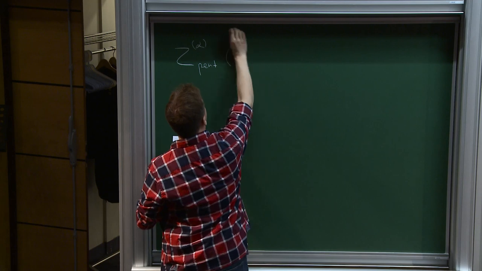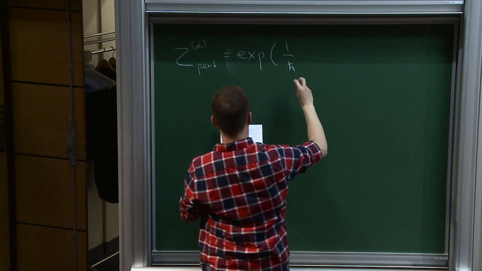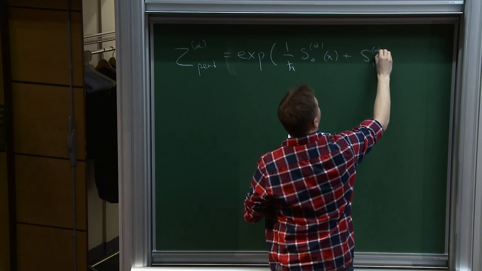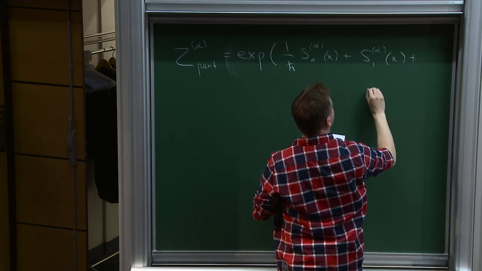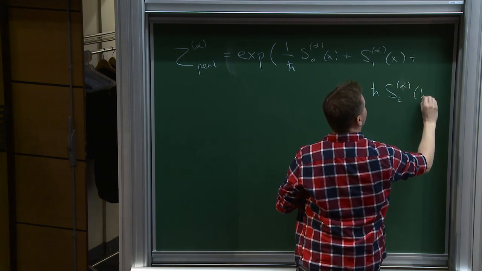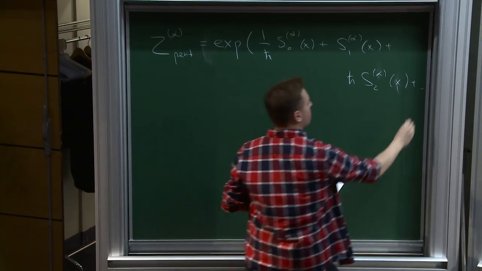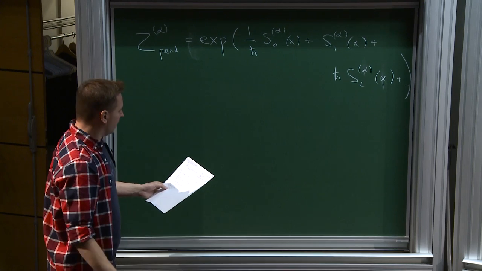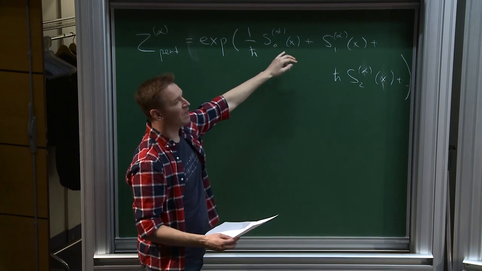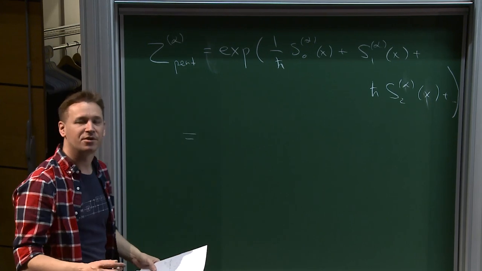And what you get is of the form that we already saw earlier today: 1 over H bar S0 on a branch alpha as a function of X, plus S1 on a branch alpha as a function of X, plus H bar S2 on a branch alpha as a function of X, and so on. So you do it perturbatively. Okay? So it's already a function of X and a perturbative series in H bar. That's very computable. I'll show you these computations in a second.